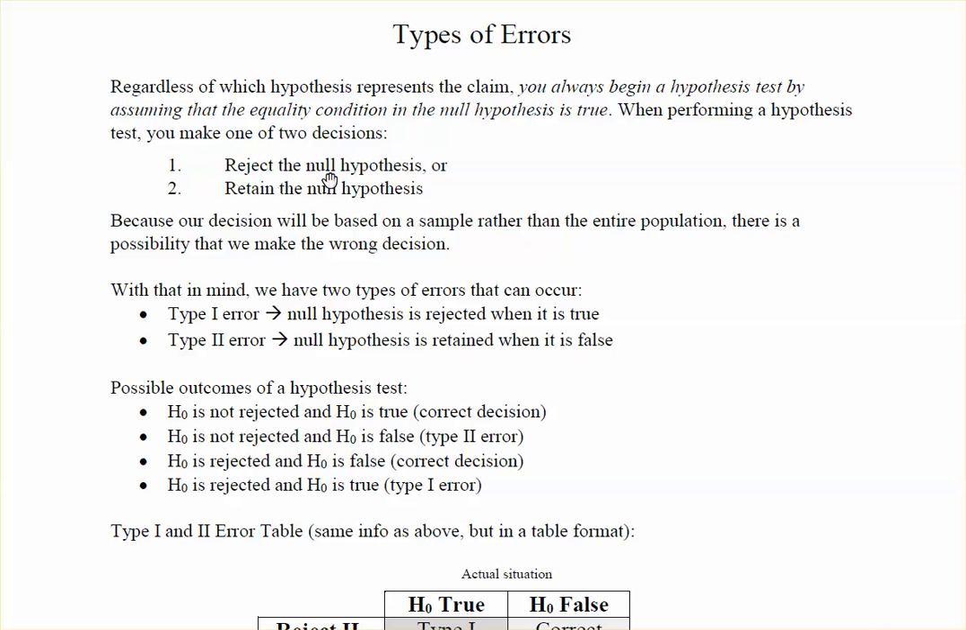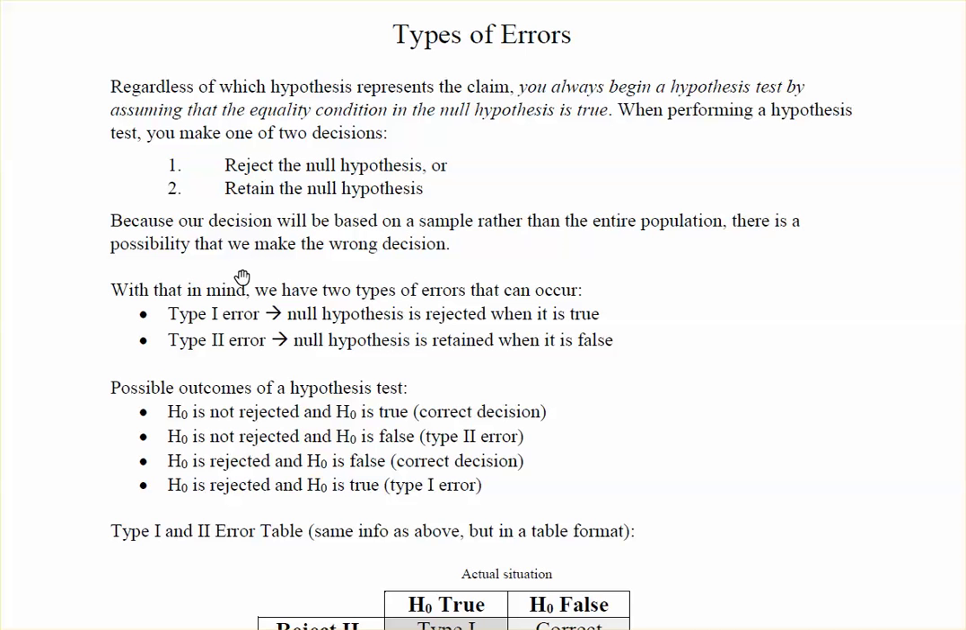When performing a hypothesis test, you make one of two decisions. You're either going to reject the null hypothesis or retain the null hypothesis. Because our decision will be based on a sample rather than the entire population, there's a possibility that we can make the wrong decision. Because remember, we can't sample from every single person in the entire world. So we rarely ever have an entire population. You're almost always dealing with a sample, and because of that, there's always a possibility that we make the wrong decision.